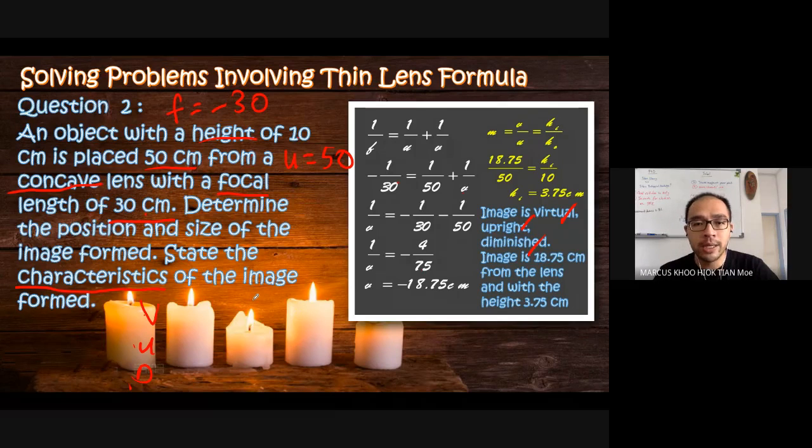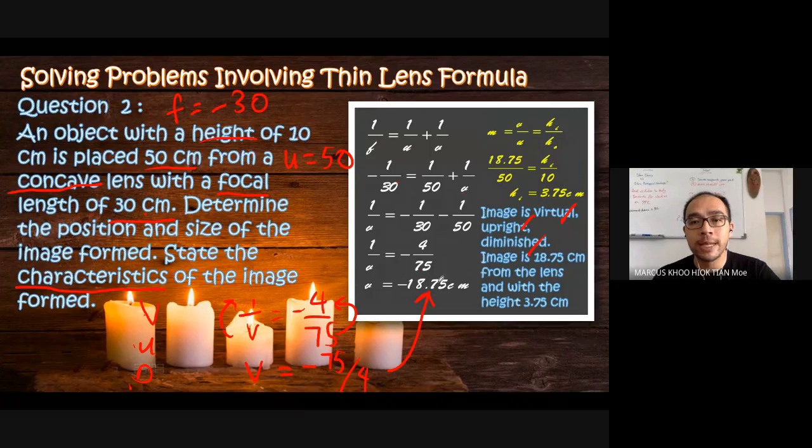So how do I get this V? 1 over V equals negative 4 over 75. When I flip it over, I will get V equals negative 75 over 4. Bila saya kira 75 bahagi 4, saya akan dapat negative 18.75 cm. Now, V negative bermaksud satu, dia adalah virtual, dan kedua, dia adalah in front of the lens, which is why this sentence is here. Image is 18.75 centimeter from the lens, in front of the lens, not behind the lens.